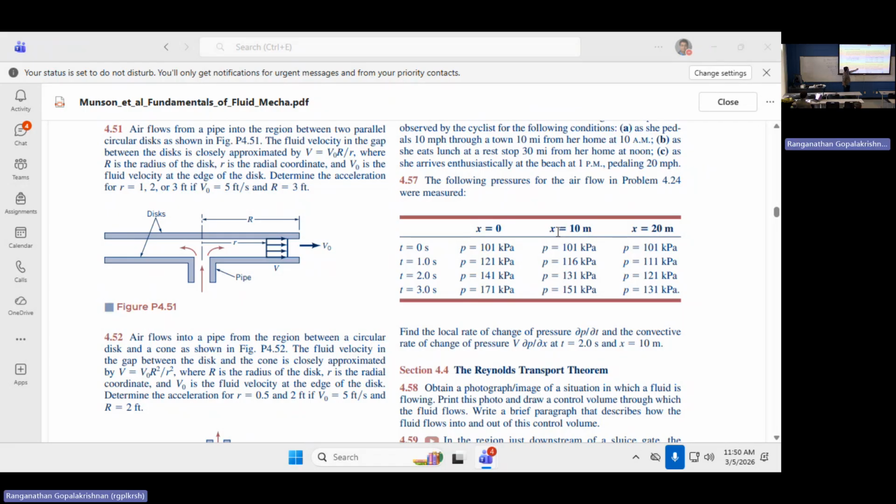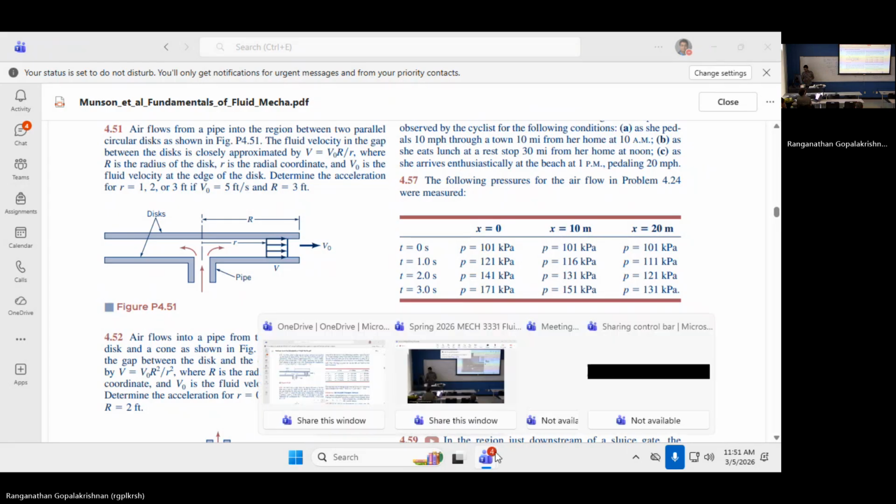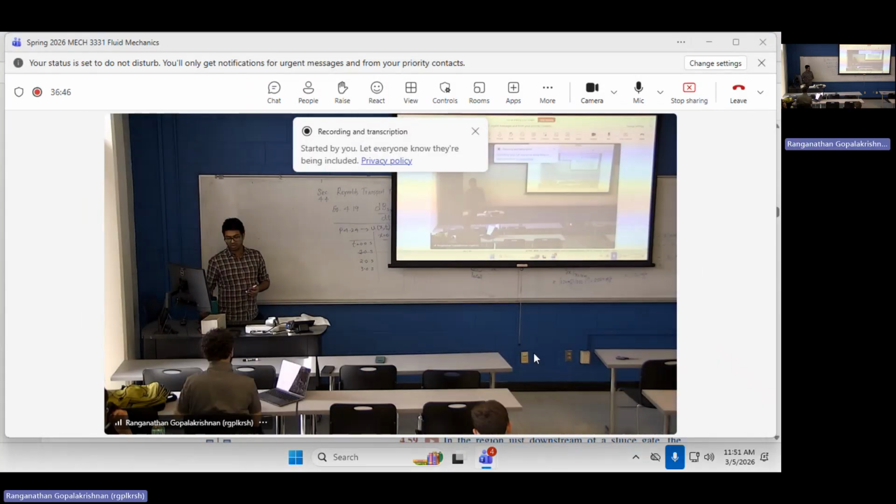You can also look up the previous table to find the velocity value at 10 meters and 2 seconds, which I can tell you is 1.80 meter per second. So you have V equals 1.80 meter per second, and partial P over partial X is 1 kilopascal per meter. Get me the final answer.